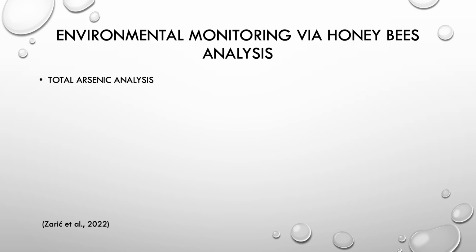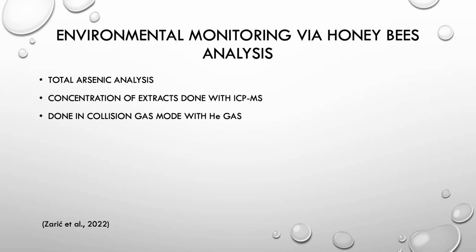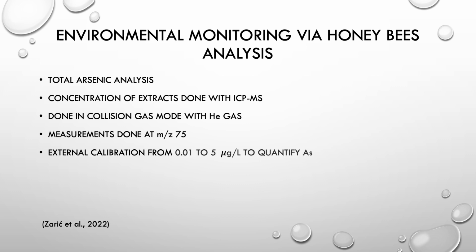So the total arsenic analysis was performed. The concentration of extracts was actually run through an inductively coupled plasma mass spectrometer, and it was done in a collision gas mode with helium gas as the collision gas. The measurements were done at 75 for the mass to charge ratio, and the external calibration. So they had to run external calibration in order to quantify the arsenic, and so they ran calibrations from 0.01 to 5 micrograms per liter.